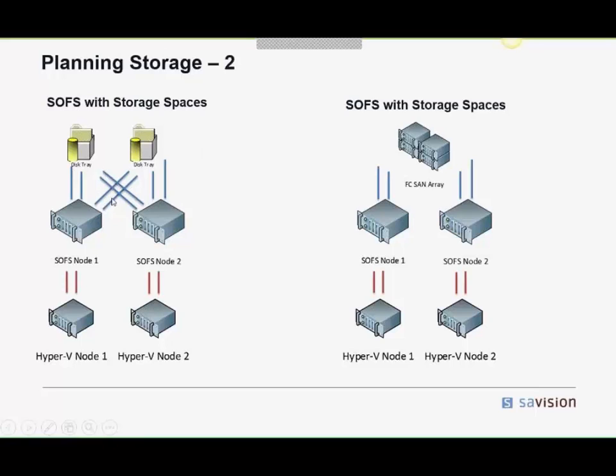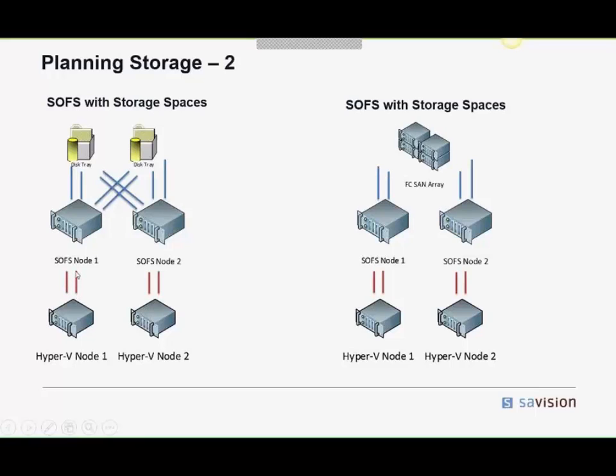The ratio is not 1 scale-out file server node to 1 Hyper-V node. Normally you would see 3 or 4 at the most scale-out file server nodes in a cluster, and they could easily be serving 16 or even 32 Hyper-V hosts. And these connections are then either ordinary SMB TCP/IP network connections, 10 gigabit Ethernet or whatever, or they could be RDMA connections if you need that really high speed.